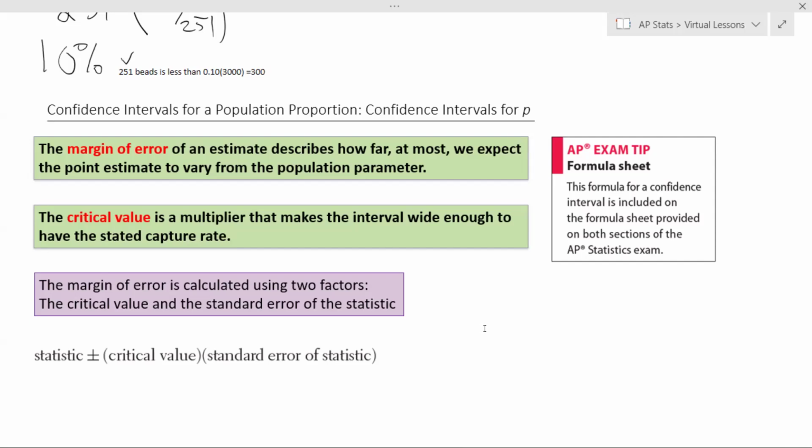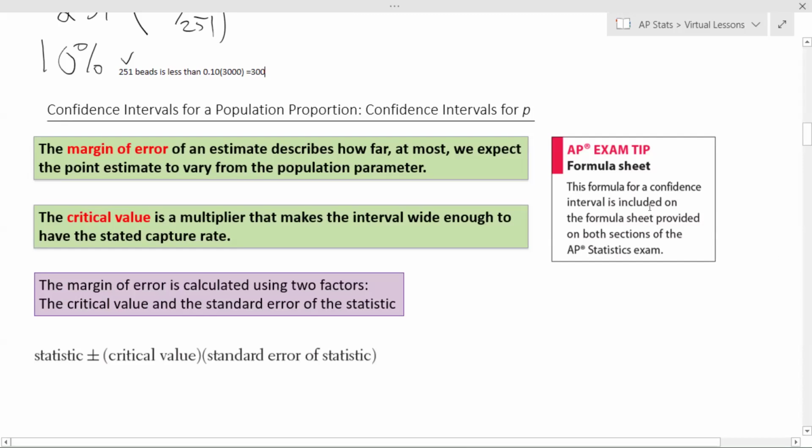And now the margin of error of an estimate describes how far at most we expect the point estimate to vary from the population parameter. Okay, and then the critical value is a multiplier that makes the interval wide enough to have the stated capture rate.